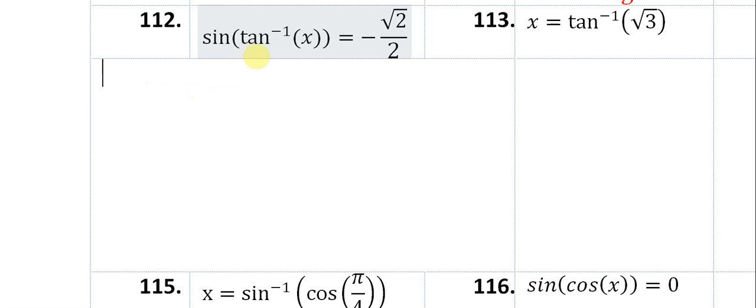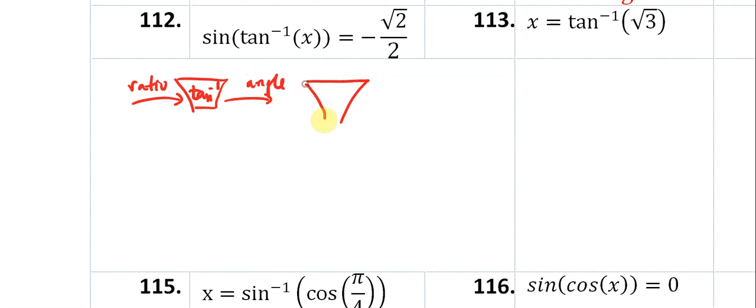Let's start with the inside here, right? The first thing in our function machine is the tan inverse function. And keep in mind, tan inverse is going to take in a ratio, and then it will produce an angle. Then we're going to take that angle and feed it into the sine function, and the sine function is going to produce negative root 2 over 2. And our ratio here is x.